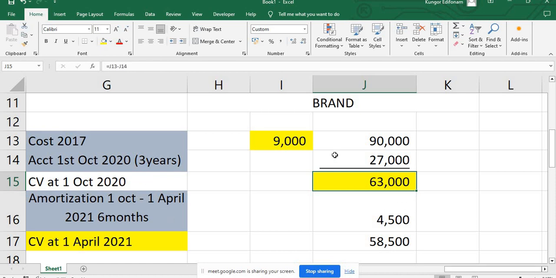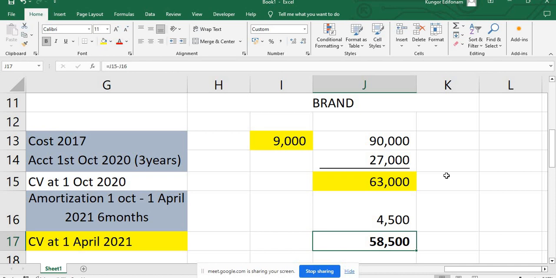So we said that the brand is for 10 years, each year is 9,000. So for 6 months it's going to be half of 9,000, which is 4,500. So if you know the current value as at the start of the new year, less the 6 months amortization amount, it should give you the current value after the first 6 months, which is now 58,500. I hope that is clear.